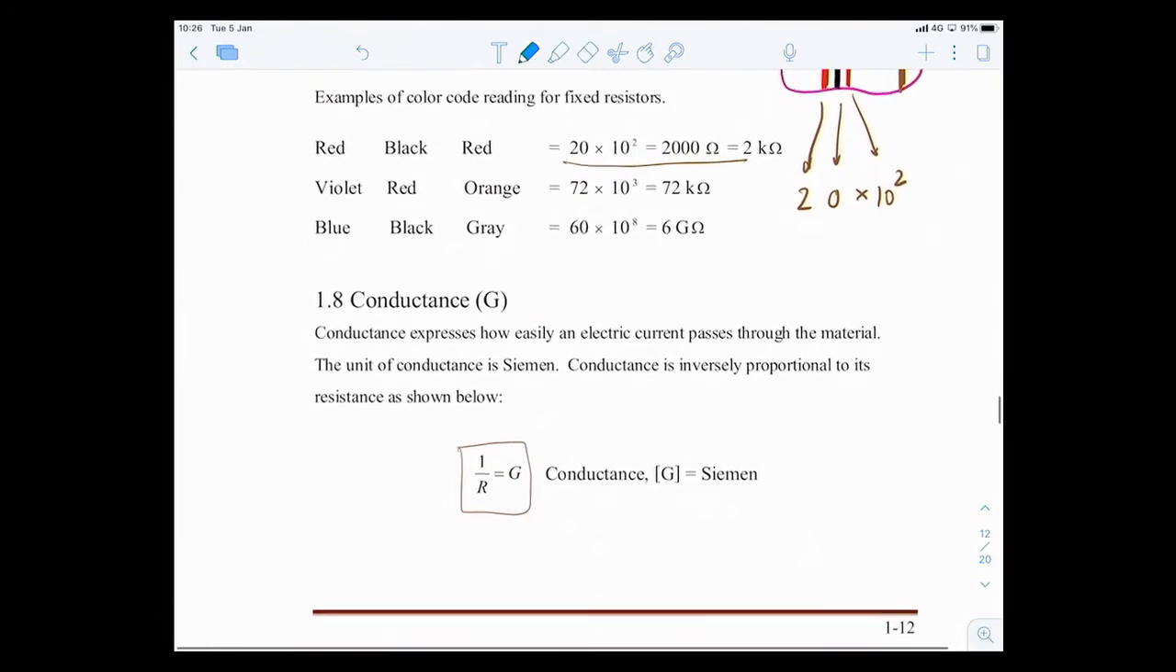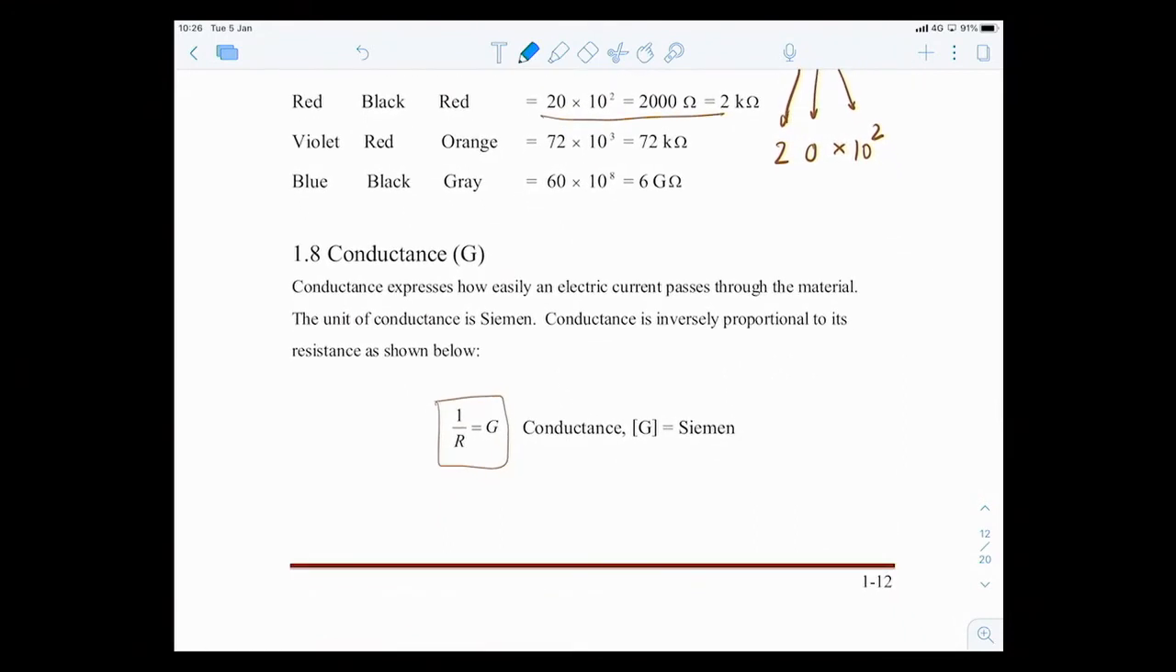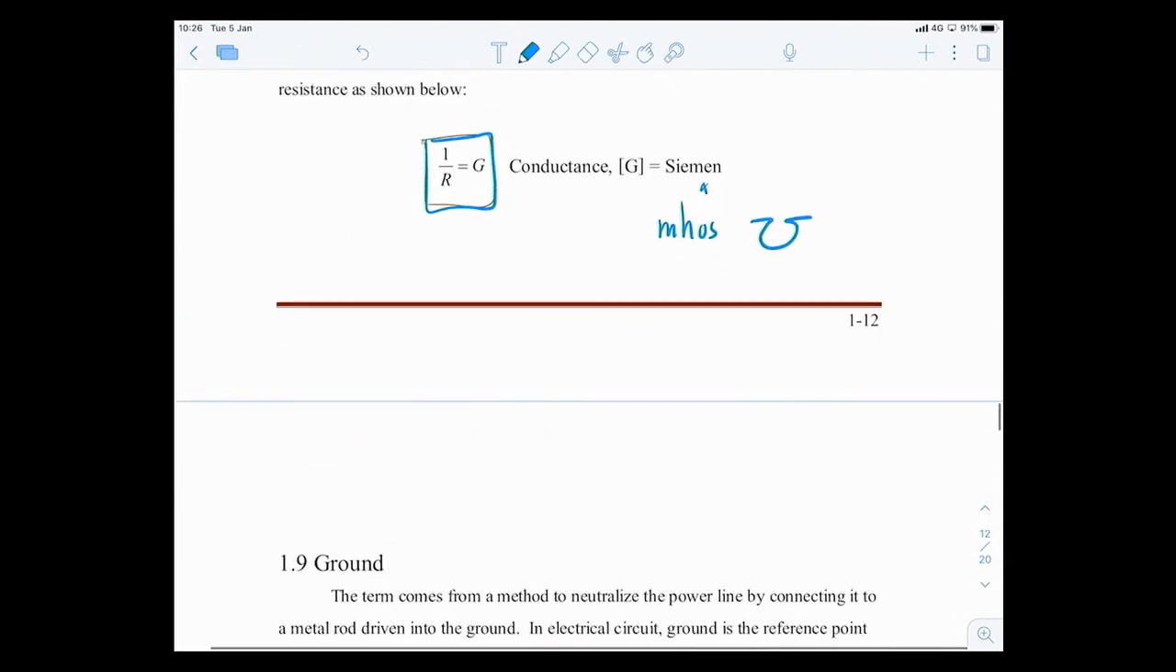Next one, conductance, capital G. It's something we define as 1 over R, and the unit is Siemens. When I went to school long ago, the unit of conductance was the mho, like an upside-down omega, but I suppose that's out of date. So now it's Siemens. That's conductance.